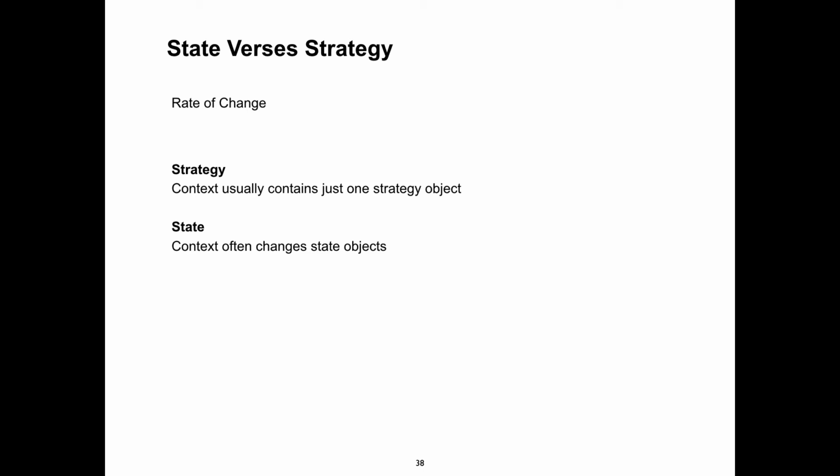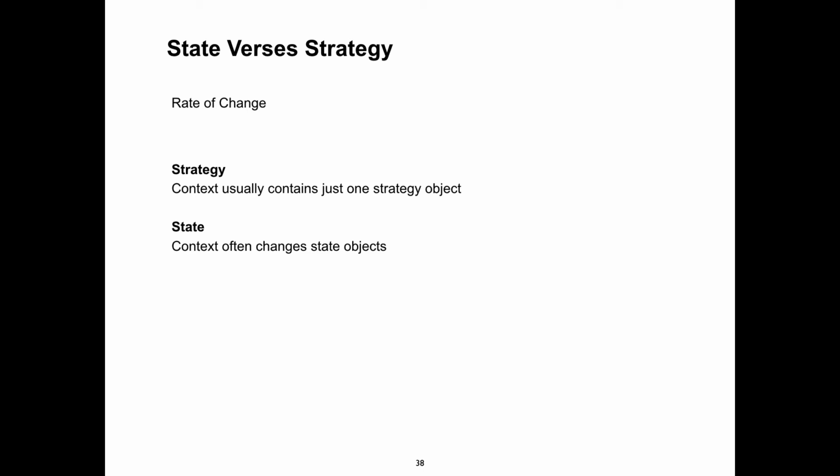Now, what's the difference between the two, right? One difference is the rate of change. Usually, with a strategy pattern, when you create the object, you say, I'm going to sort it this way, I'm going to sort it that way. And usually, you may not change your mind. You're like, I want all these things sorted this way. I'm done, right? Give me the list. I'll do something with it.